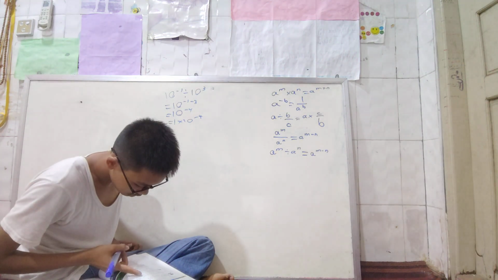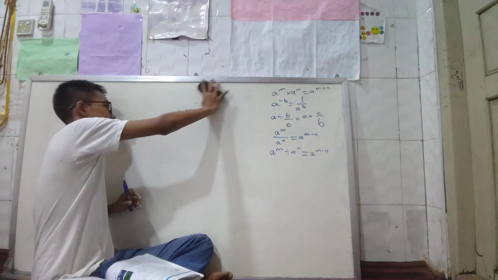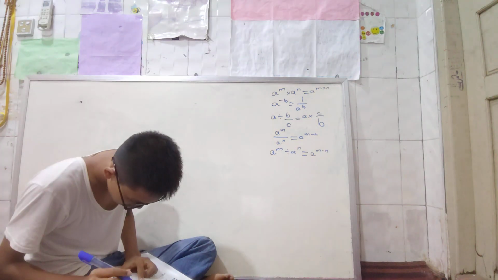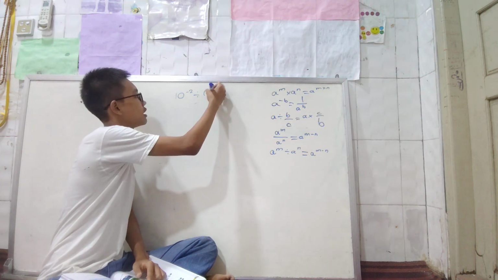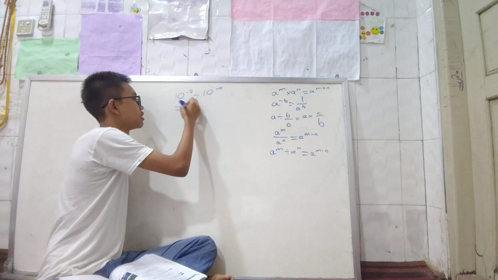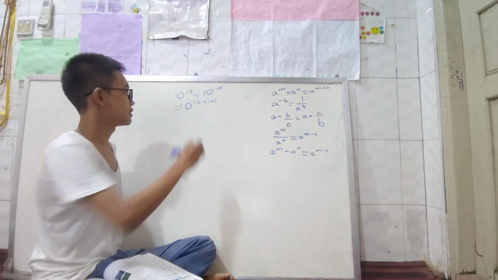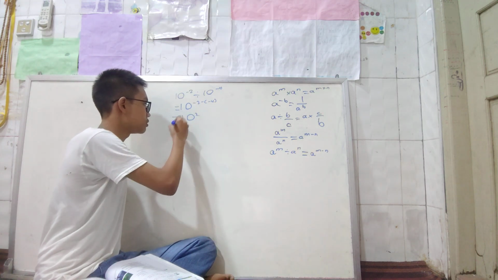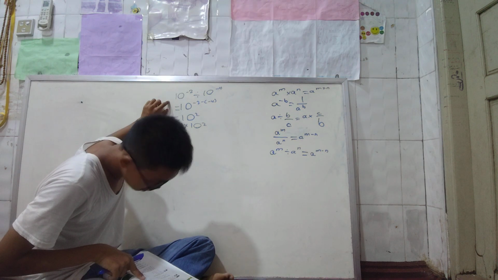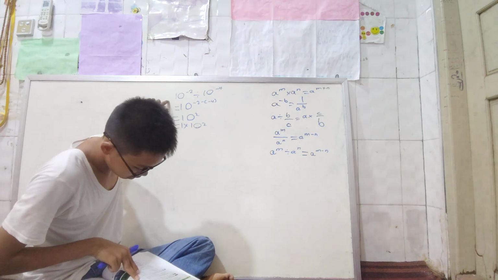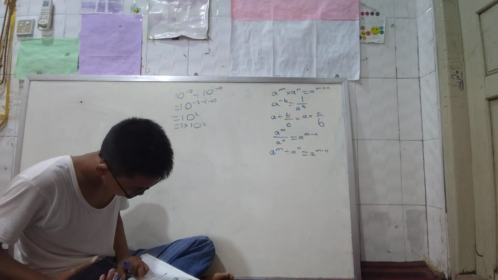Next is going to be number 15, and that is 10 to the power of minus 2 divided by 10 to the power of minus 4. That's going to be 10 to the power of minus 2 minus minus 4, which is minus 2 plus 4, which is 10 to the power of 2. That's going to be 1 times 10 to the power of 2. The next one is number 16. So number 16 is, wait a minute.